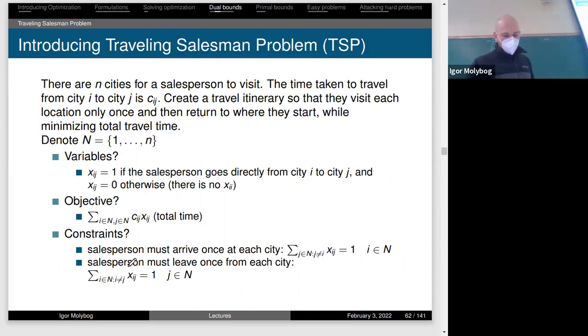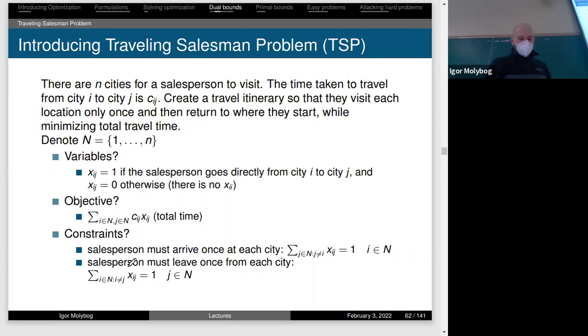Introducing the traveling salesman problem. There are n cities for a salesperson to visit. The time taken to travel from city i to city j is c_ij. So we have a network, a graph consisting of cities. They are connected, and we have c_ij, a weight that tells us how much it takes to go from city i to city j.